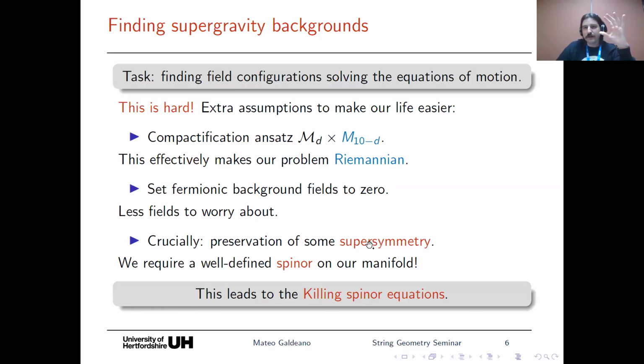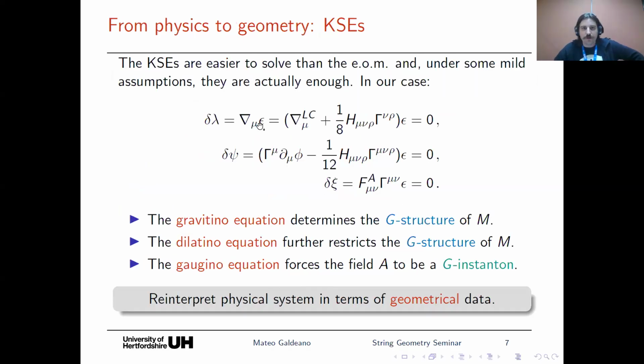And the moment you have supersymmetry, it means that you have some well-defined spinors on your manifold. And then you have all these tools of spinor geometry that come to help you solve your problem. In particular, physics just tells you that you have to satisfy something called the Killing spinor equations, which are equations that are first order instead of second order. So let me show you an example. These are an example of Killing spinor equations.